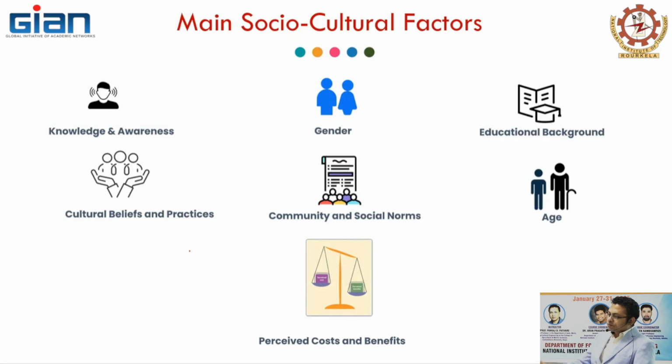Then there are community and social norms; sometimes they have the fear: if I get a failure, will society be with us or against us? That factor is also there. Age may be another important part, because young farmers, entrepreneurs, and the old ones have different mentalities about how to adopt, and their risk-taking is also different.